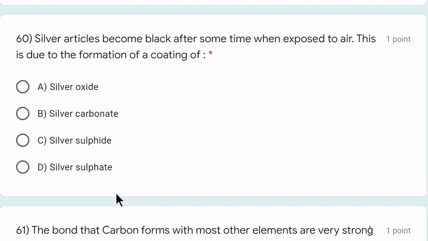Next question. Silver articles become black after some time when exposed to air. This is due to the formation of a coating of silver sulfide. So the correct answer is silver sulfide in this case.